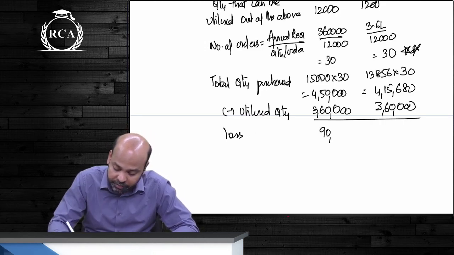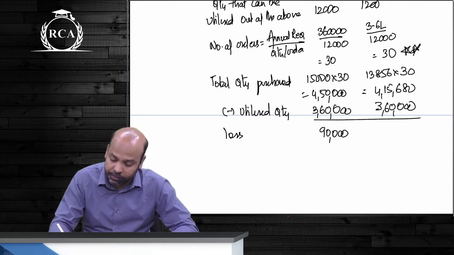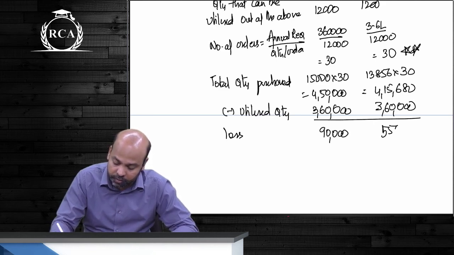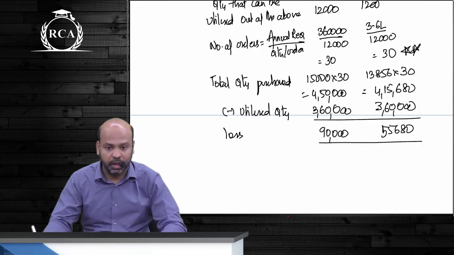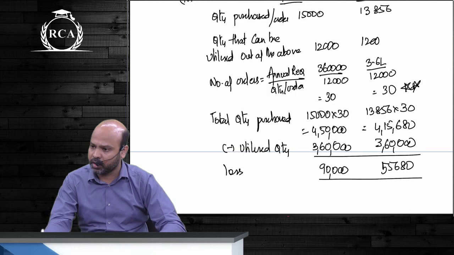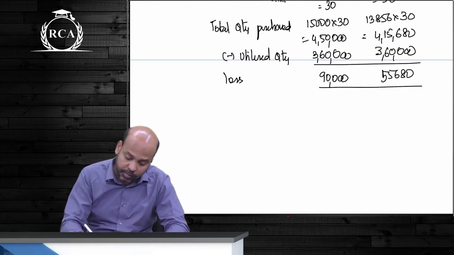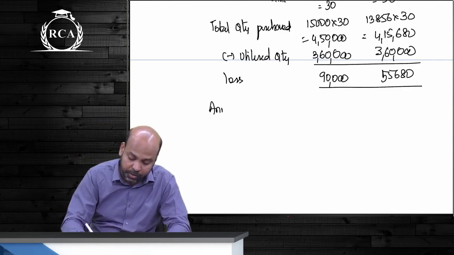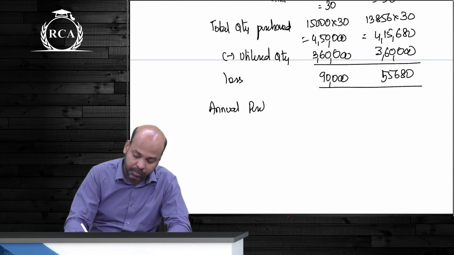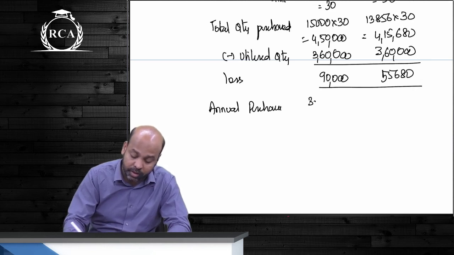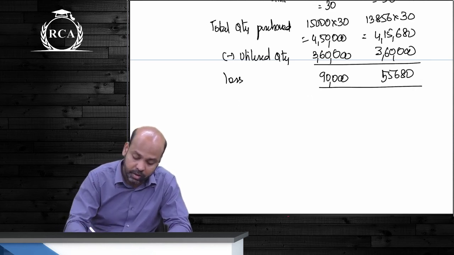How much quantity in the first case? Here, guys, 55,680. This is the amount of loss that we are incurring. Any doubt in this? Yes or no, guys? Now I'll write two things. My annual purchases. First I will write annual purchases based on the quantity that I'm buying, I'll write purchase price per kg.